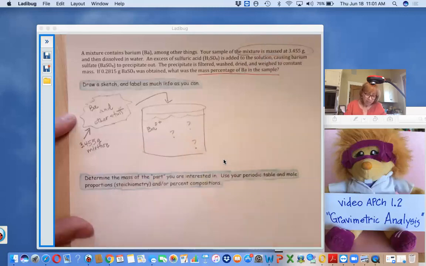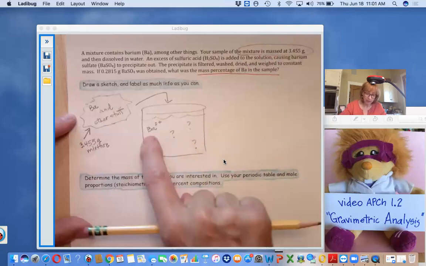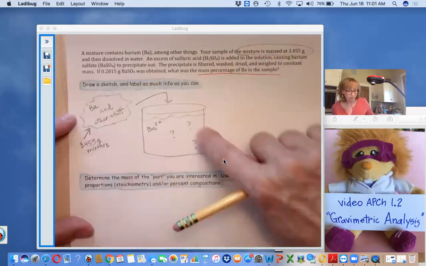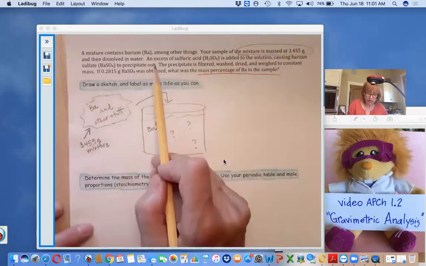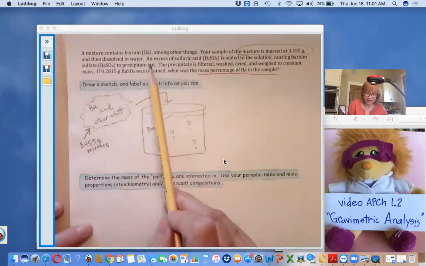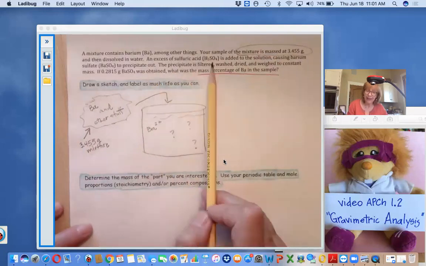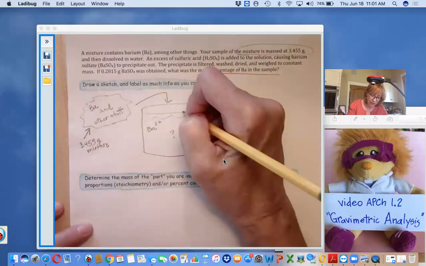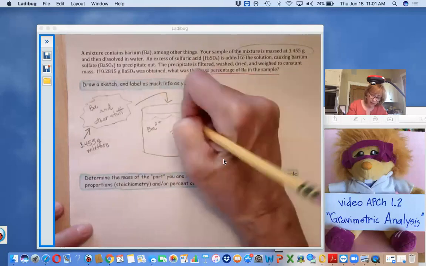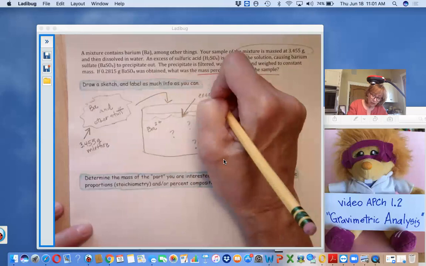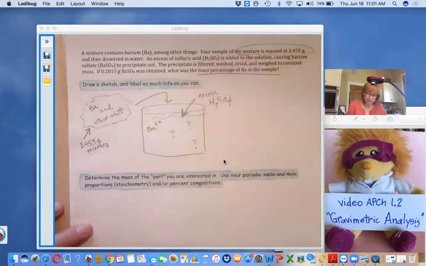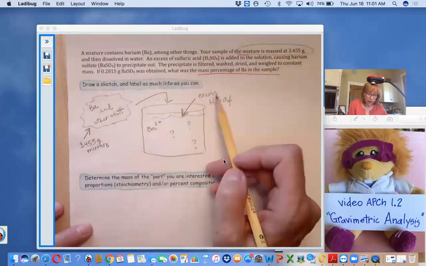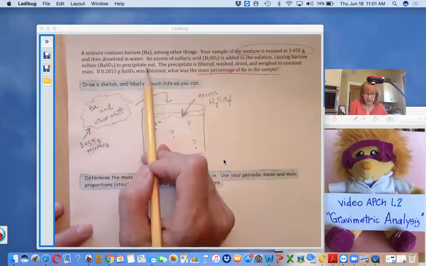So I may have separated the barium parts from the other stuff, but I don't have it in a way that I can mass it. So yet another step is required. And you're told that an excess of sulfuric acid is added to the solution. So in comes excess sulfuric acid, H2SO4, and that causes barium sulfate to precipitate out.